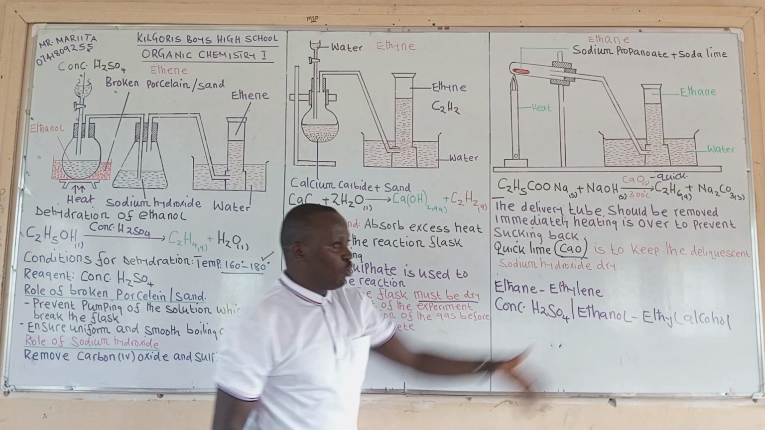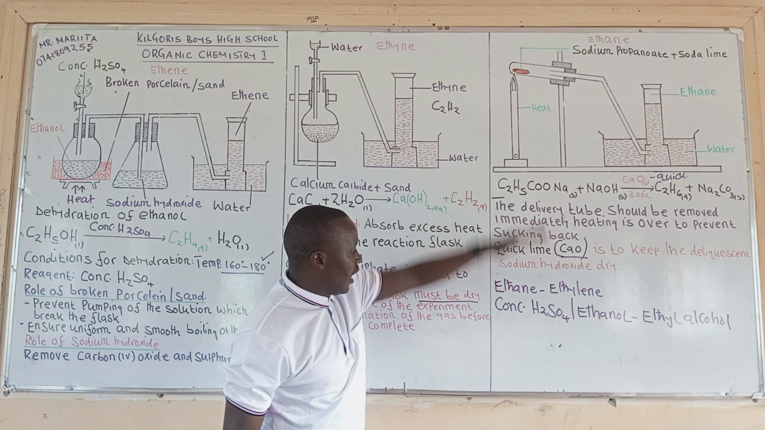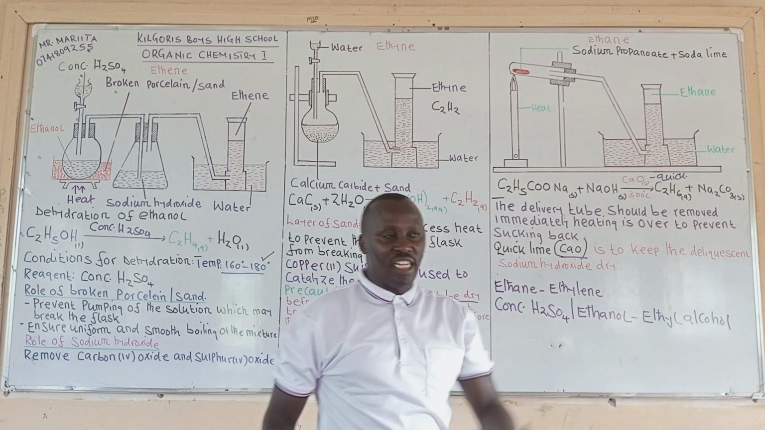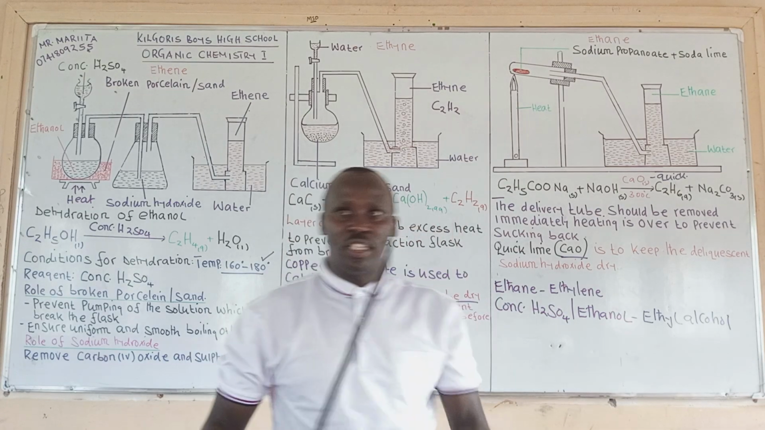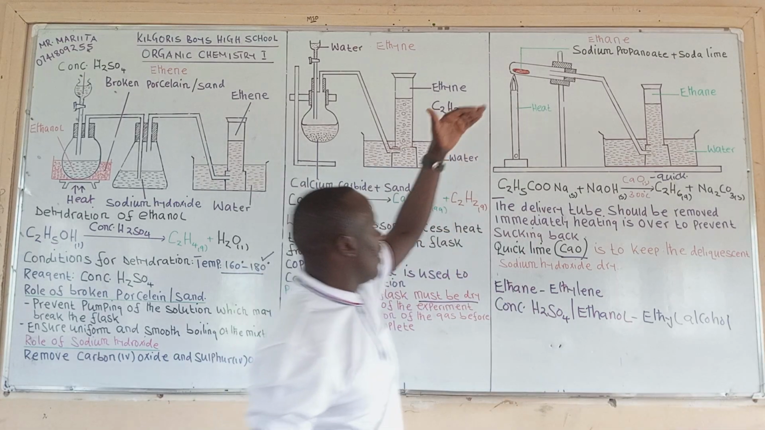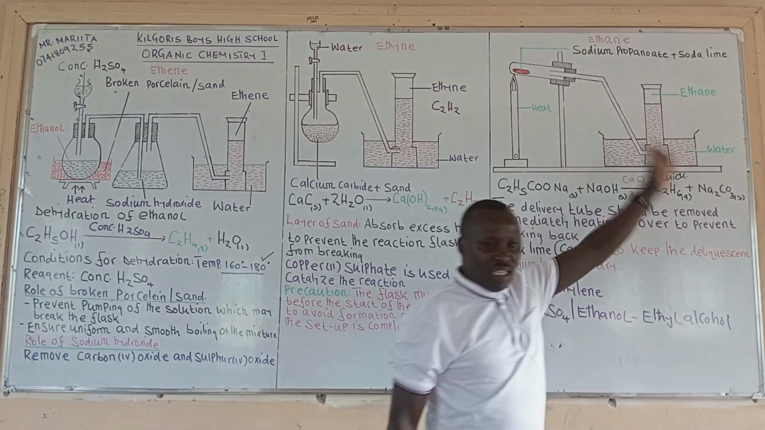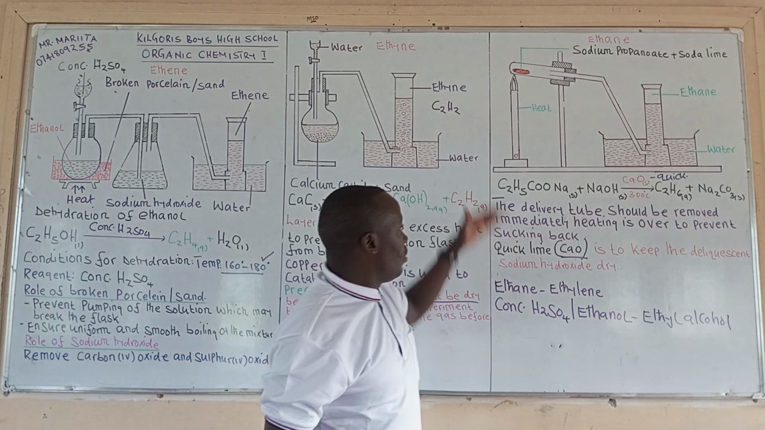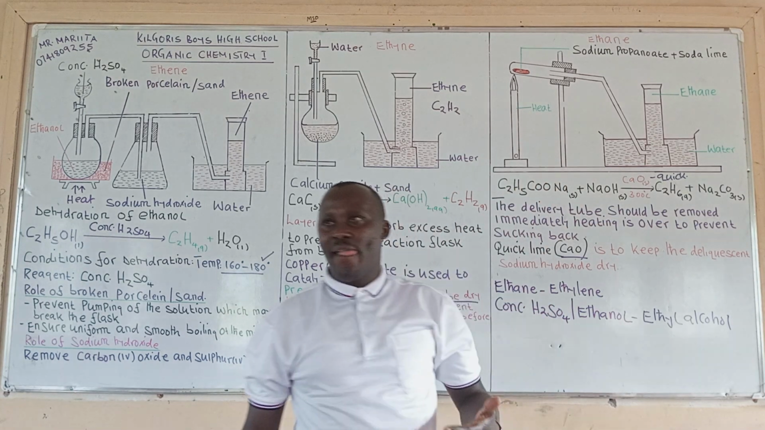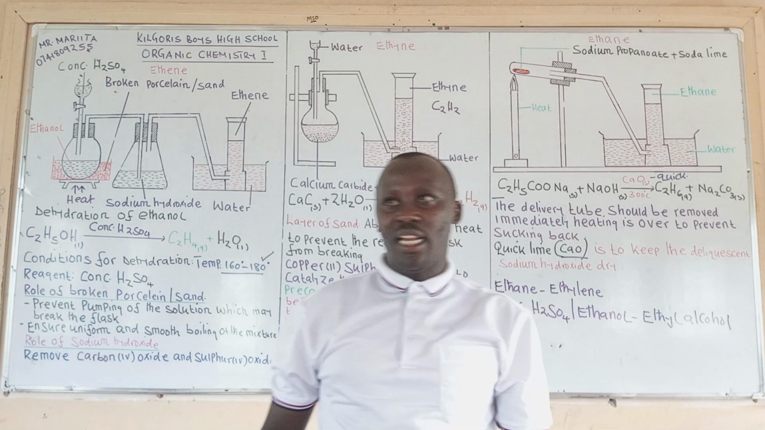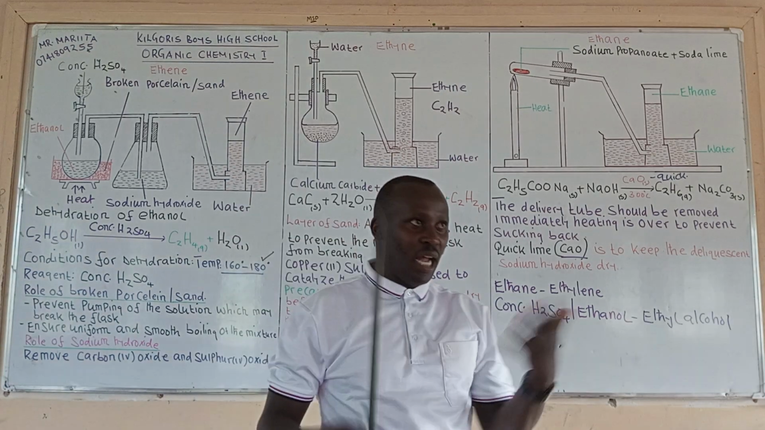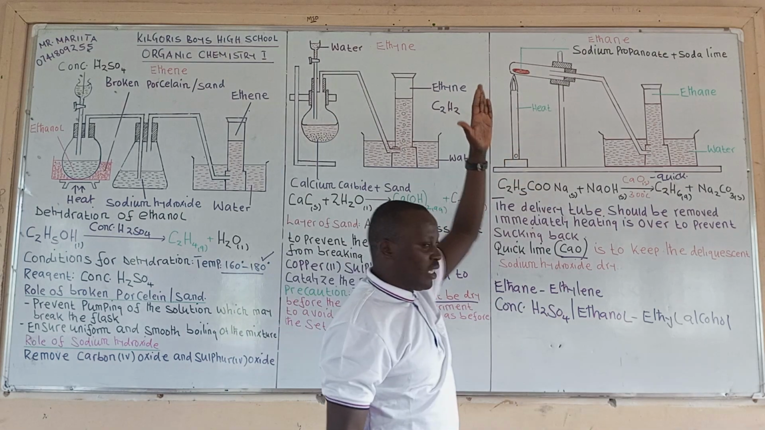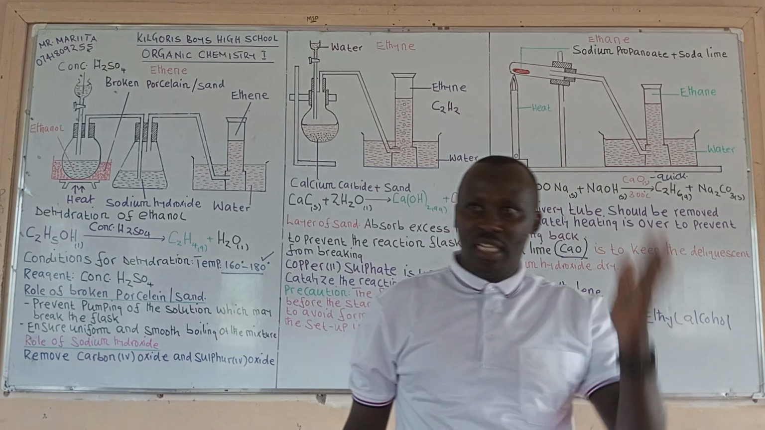That is another method of preparing this gas, whereby the concentrated sulfuric acid is used as a dehydrating agent. It can remove water molecules from a substance, and then we remain with the gas. Another method is heating substances like kerosene and candle wax, which can also produce the gas.